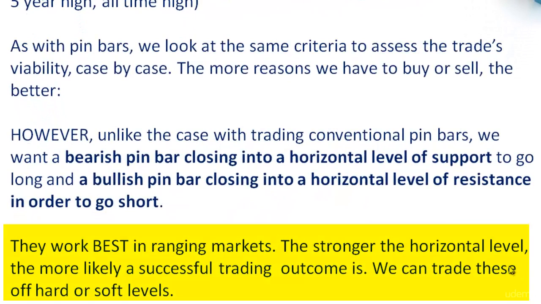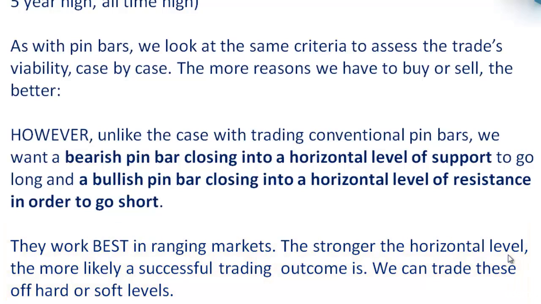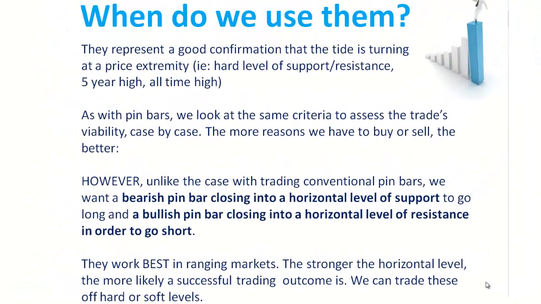The reason why they work better in ranging markets is because, unlike trending markets, we've got the straight up structure of the market here defined by levels of support and resistance, and of course the longer the level has been formed over, the stronger it tends to be. Whereas trend lines in trending markets tend to be a little bit more subjective.